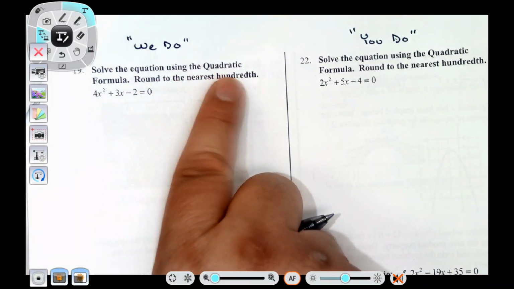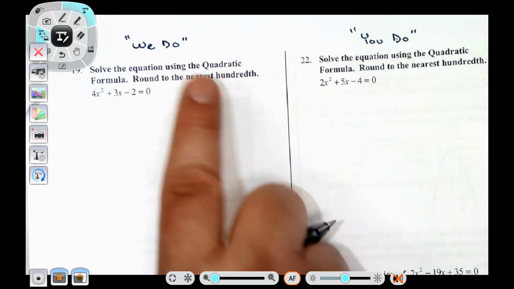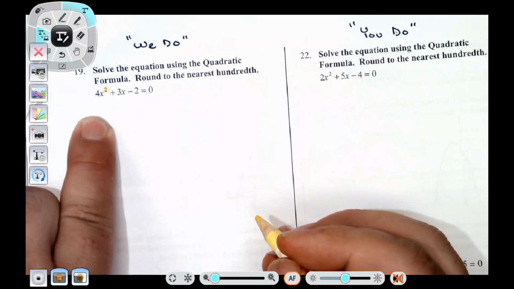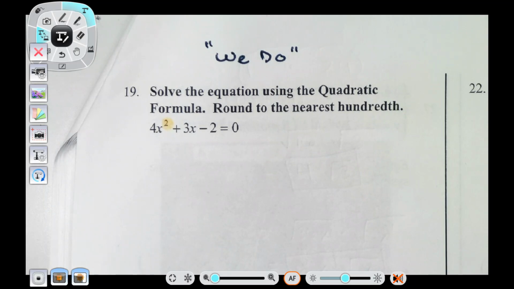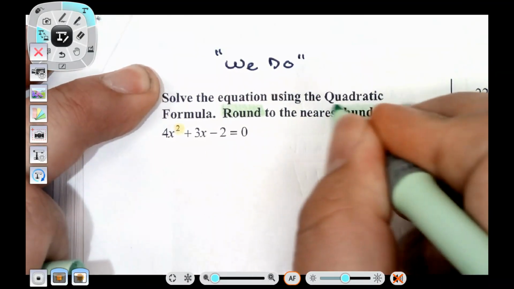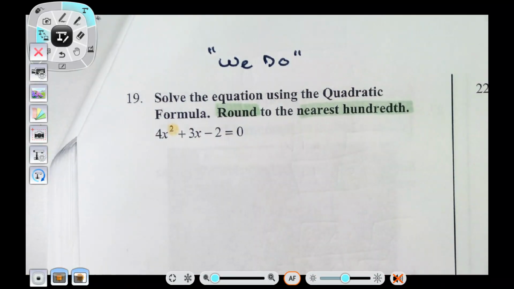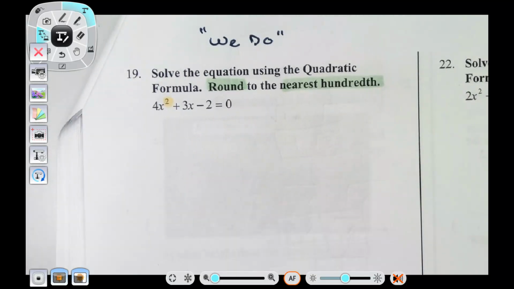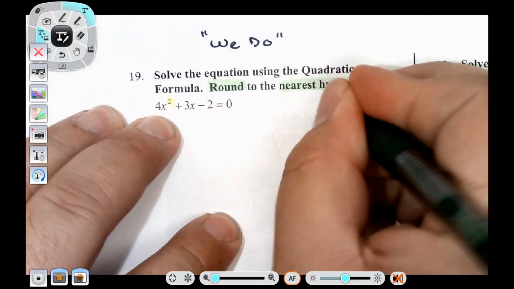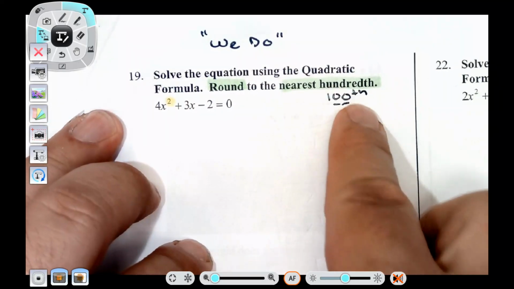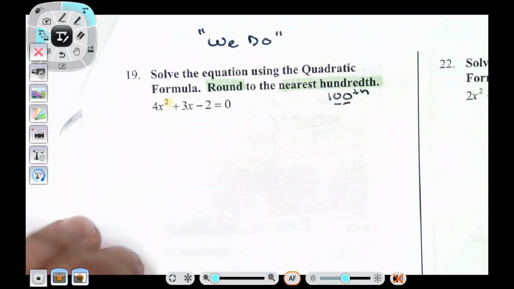Solve the equation using the quadratic formula. And why am I using the quadratic formula? Well, because it has a power of 2. Plain and simple. That's why we use them. But the key now says round, which means you're going to use a calculator. And then it says round to the nearest hundredth. Again, you're using a calculator for this. Nearest hundredth, don't forget, it's the number 100. It's got 2 zeros, so you need 2 numbers after the decimal.